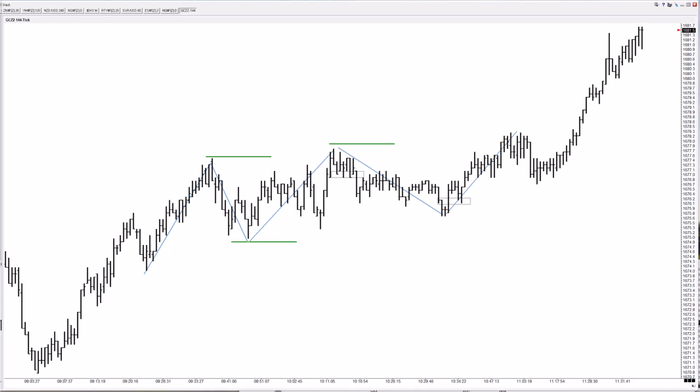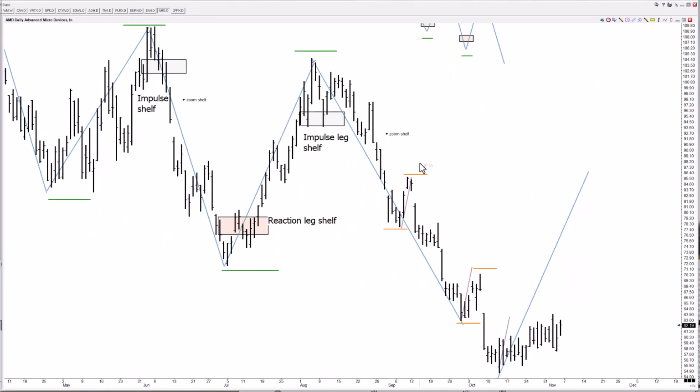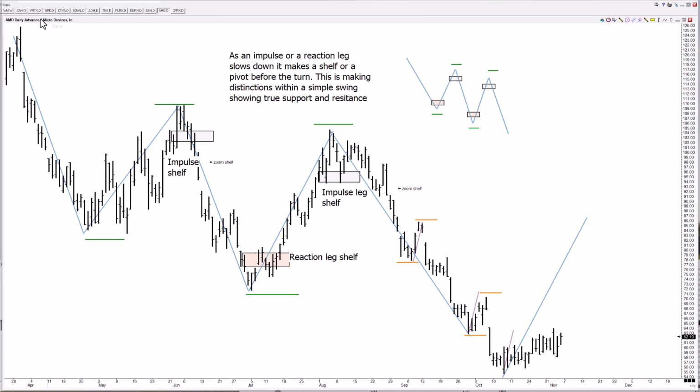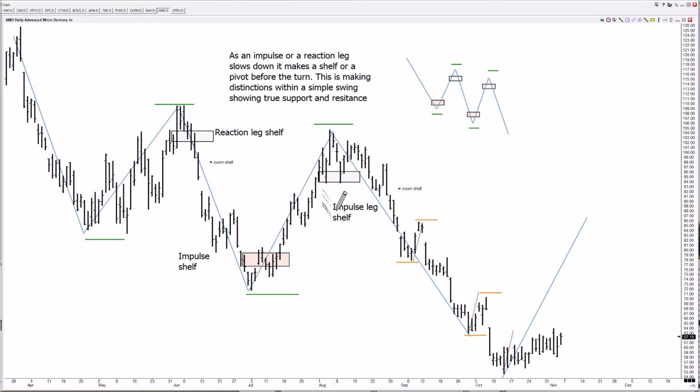tick chart. If we're looking at, say, stocks, we can see in waves here. We can see and map a market. Here's AMD. Reaction, shelf. Impulse, shelf. Boom, boom, boom. Looks like I got these backwards. There we go. That's the reaction shelf, and that's the impulse shelf. Why? Because it's attached to the reaction leg.